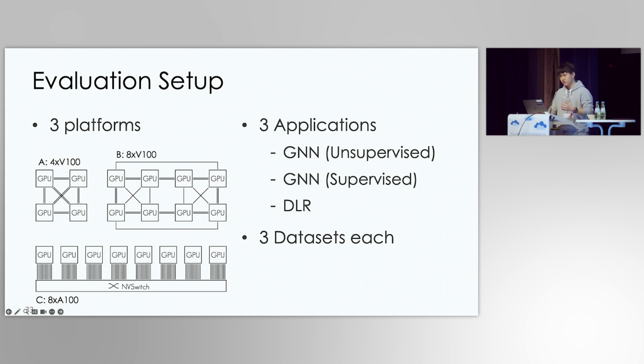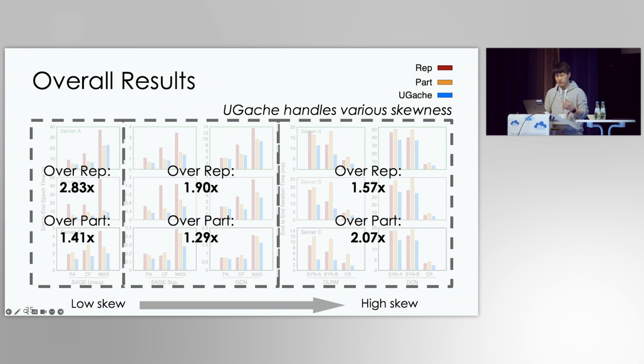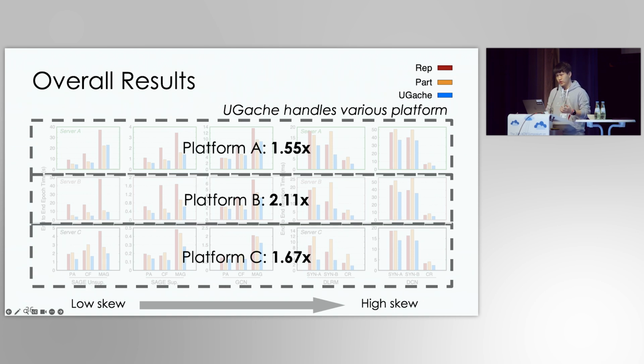We evaluated UGACHE with a rich setup, including all three mentioned platforms, 3 applications, and 3 datasets in each application. This figure shows the end-to-end performance for all evaluated workloads, ranging from low skew to high skew on different platforms. The replication cache and partition cache show preferences on workloads with different skewness, while UGACHE consistently outperforms these two baselines.